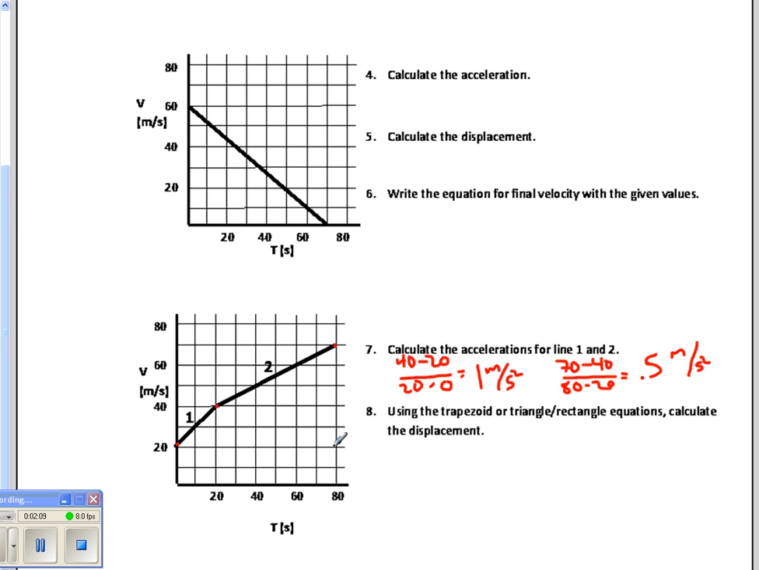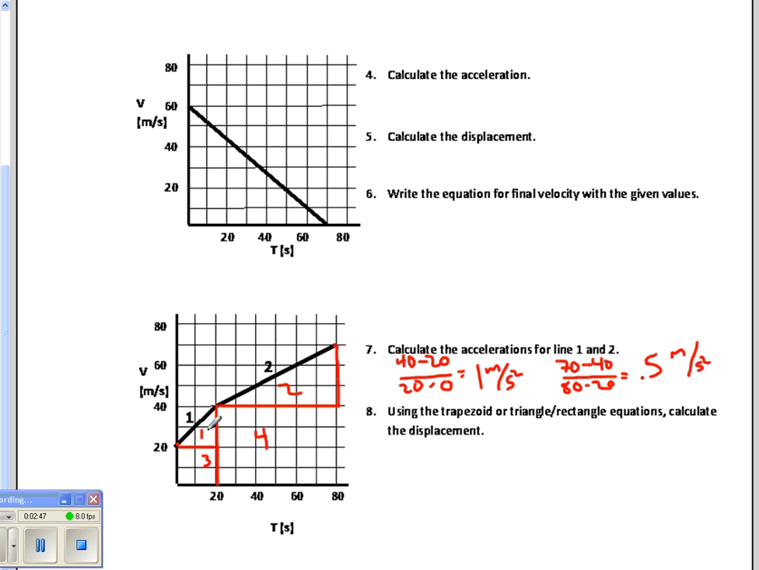All right, now going down to the area to figure out displacement. If you have the trapezoid equation, you can use that if you remember it. I never remember the trapezoid equation, but I see that I have 2 triangles and 2 rectangles. Here's my first triangle. Here's my second triangle. Here's my first rectangle. It's really a square. And here's my other rectangle. So I have four areas that I need to calculate.